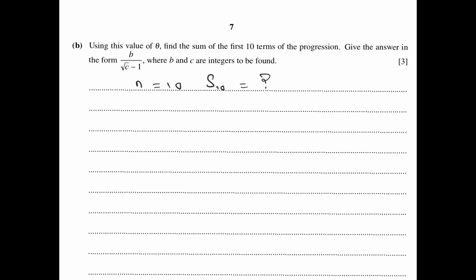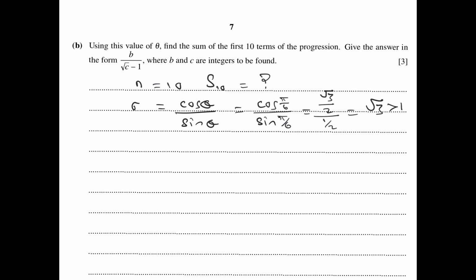Now, we need to find our r. Remember our r is cos theta over sine theta, that is T2 over T1. If I substitute my theta there, I'm going to have cos of pi over 6 all over sine of pi over 6. The cos of pi over 6 gives me square root of 3 over 2. Now divided by sine of pi over 6, which is half, this simplifies to square root of 3.